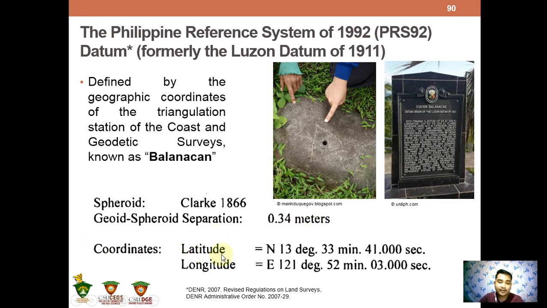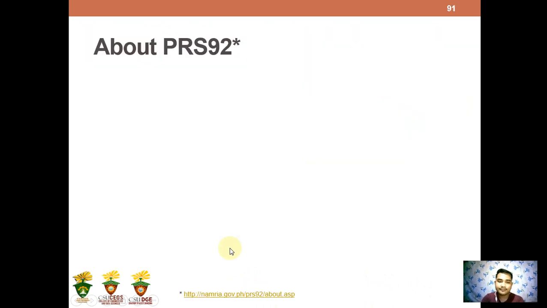So, we have here the coordinates. These are the official coordinates of Station Balanacan. We have the latitude of north 13 degrees 33 minutes and 41 seconds. And for longitude, east 121 degrees 52 minutes and 03 seconds. So these were the official coordinates adopted for Station Balanacan.